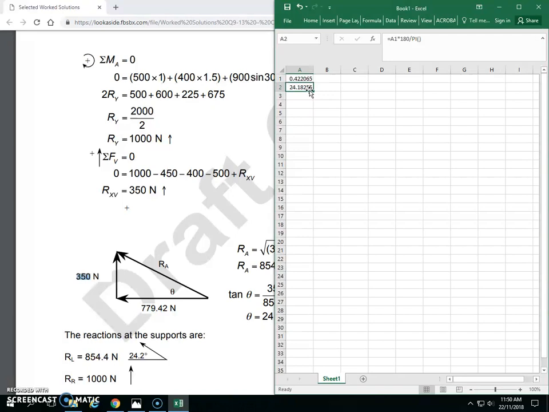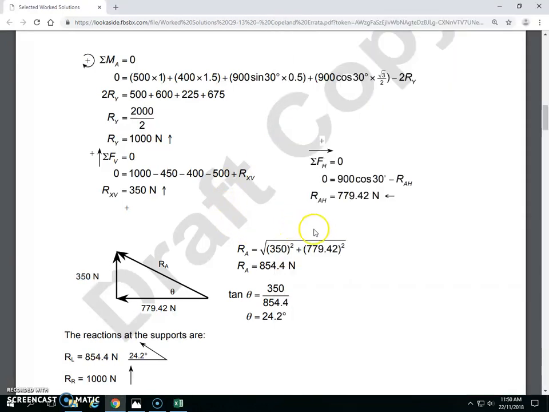Now, to divide by pi, you could just type in 3.14, or you can type in the Excel formula pi and then two brackets, right? If that works for you, or two parentheses to use the coding terms. So I just want to point out that Copeland here, he has shown the wrong formula. He said 350 over 854. It should actually say 350 over 779. But he has given the right answer, which is 24.2 degrees.